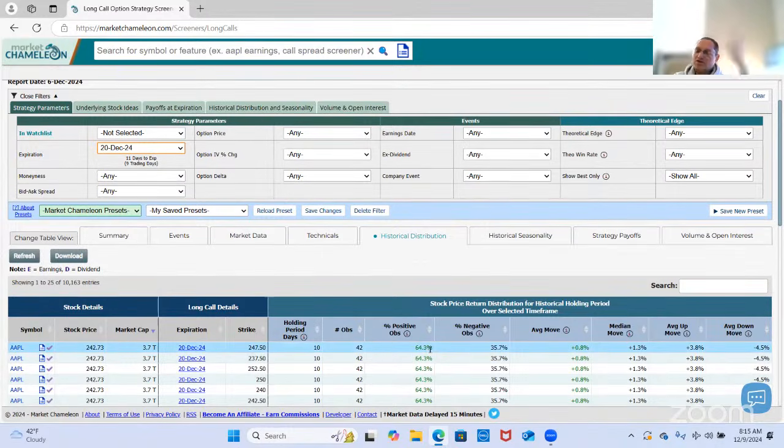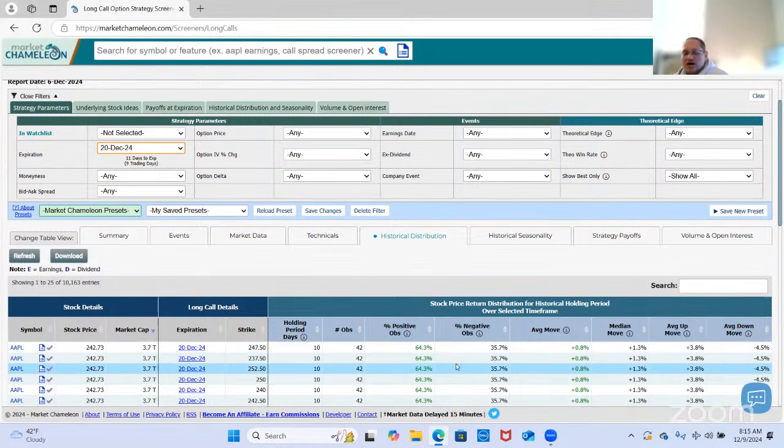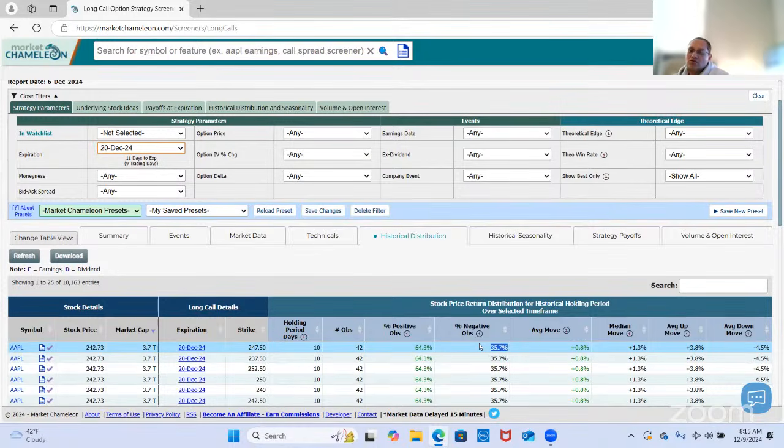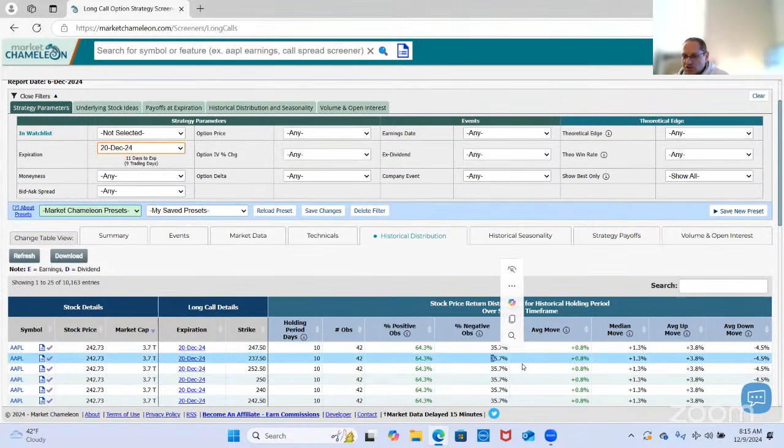And what did the stock do? The next question is, well, what did the stock do during these 42 observations? So here it says 64% of the observations, the stock went up. So wherever it started from, 10 days later, the stock was higher. 35.7%, the stock was lower.